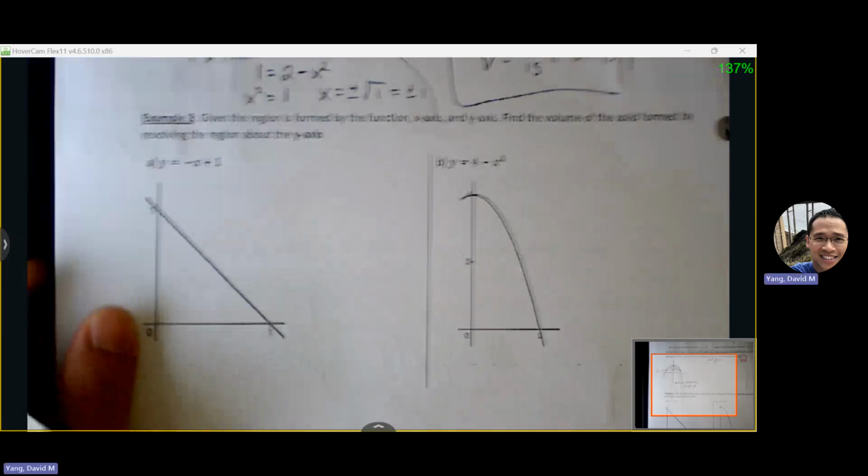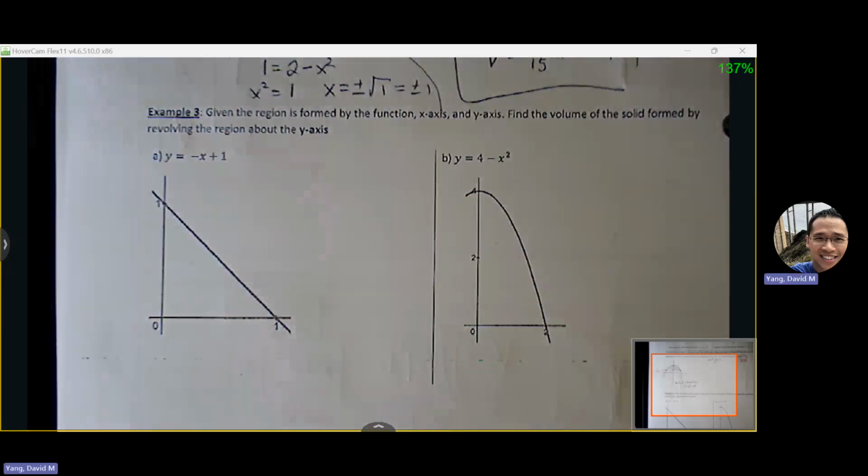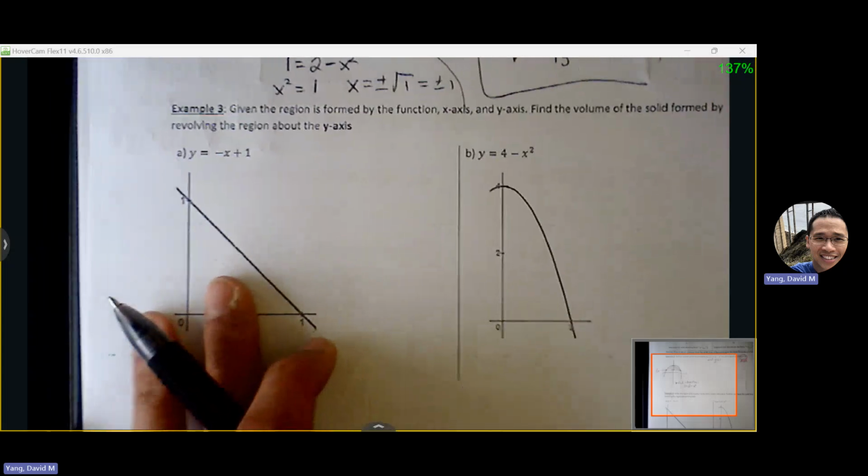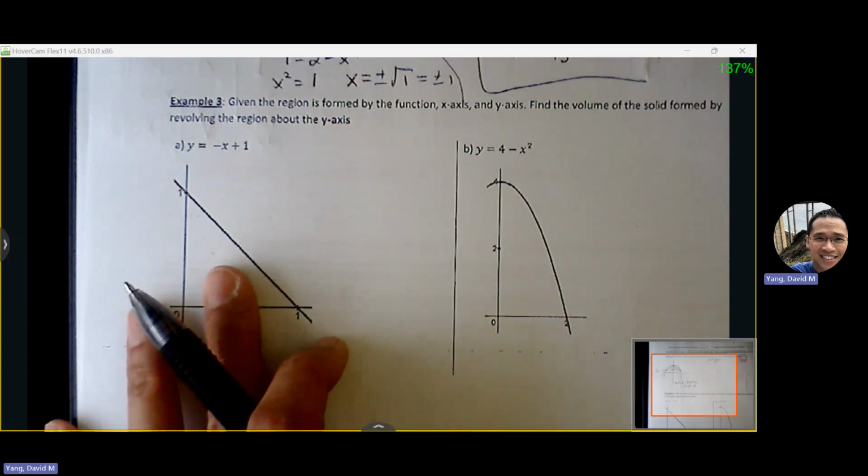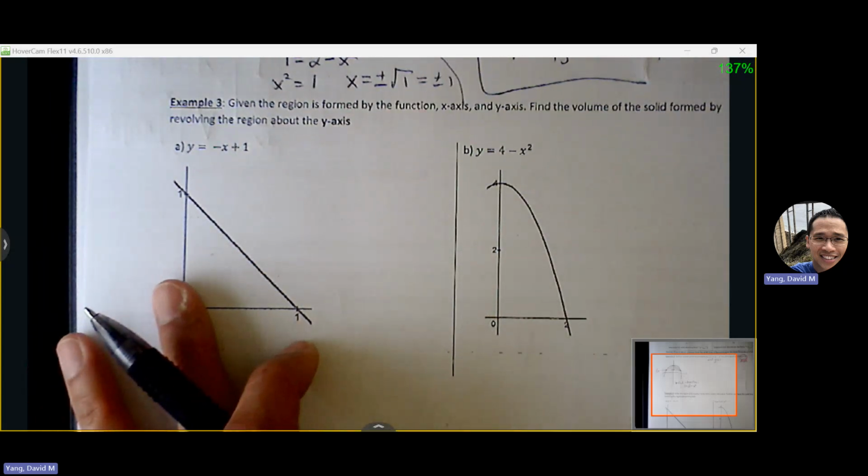Okay, example 3. These are more challenging because our radius is going to end up having a different orientation, which means that our equation has to be rewritten. Our bounds have to be adjusted, and I think the right minus left is always going to feel more challenging because there's just more things that we need to do to get things set up.